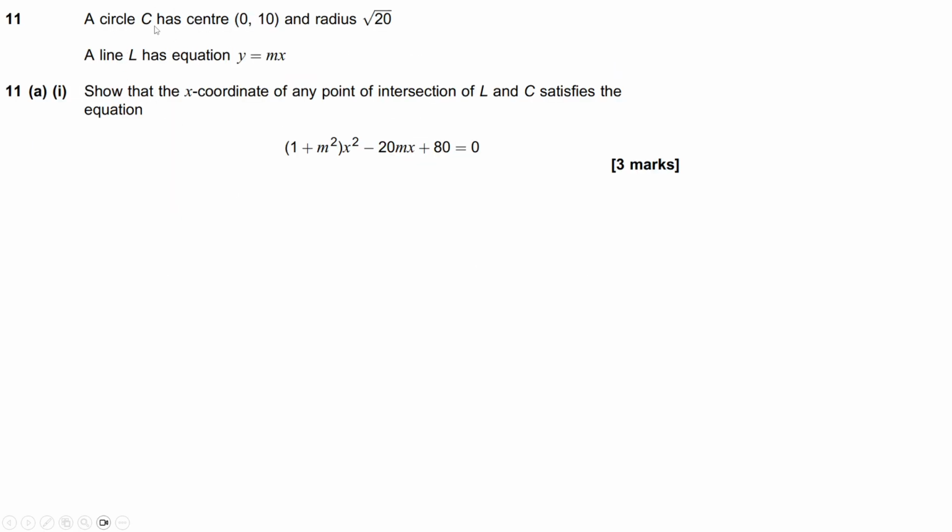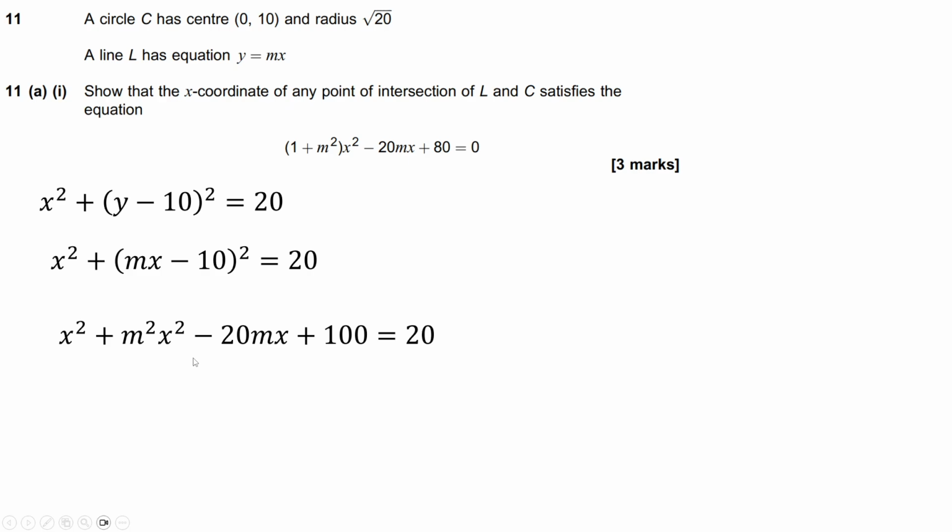A circle C has center this and radius that. You should know the formula for a circle. So it's x minus a all squared plus y minus b all squared equals radius squared. Radius squared here, if the radius is root 20, radius squared is 20. And then this will be x squared plus y minus 10 squared equals 20. So you've got that. We're told that y equals mx, so just plug in mx into there.